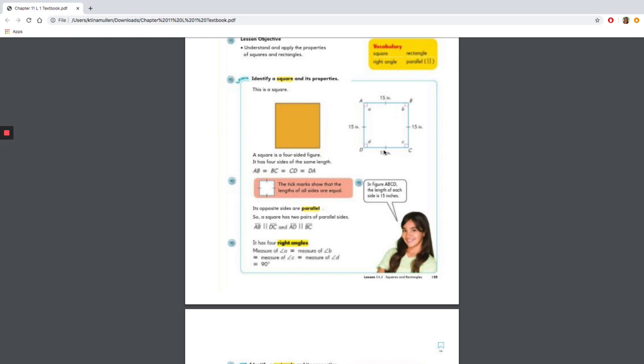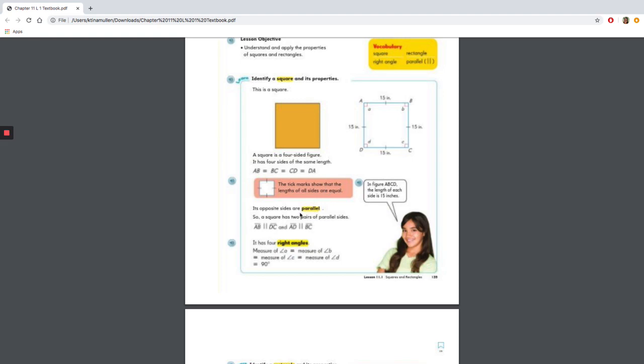Because sometimes in a book it's hard to tell, and if you don't have a ruler handy, then you might not know. That's what this box is saying. The tick marks show that the lengths of all the sides are equal.